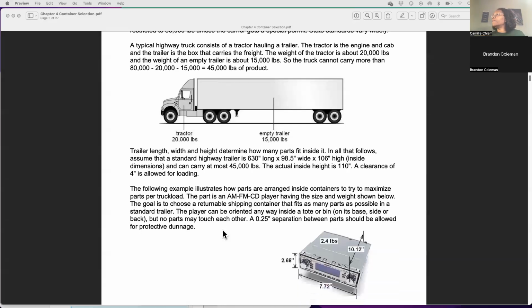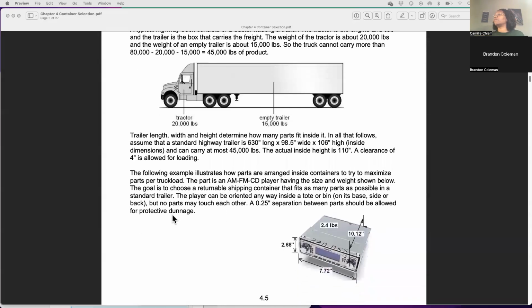Okay, this gives you an example of how to arrange parts inside your container. I've seen this over time where people try to come up with some calculator or some process where they can just come up with a size, and then from that size, it automatically tells you how many parts are going into your pack.